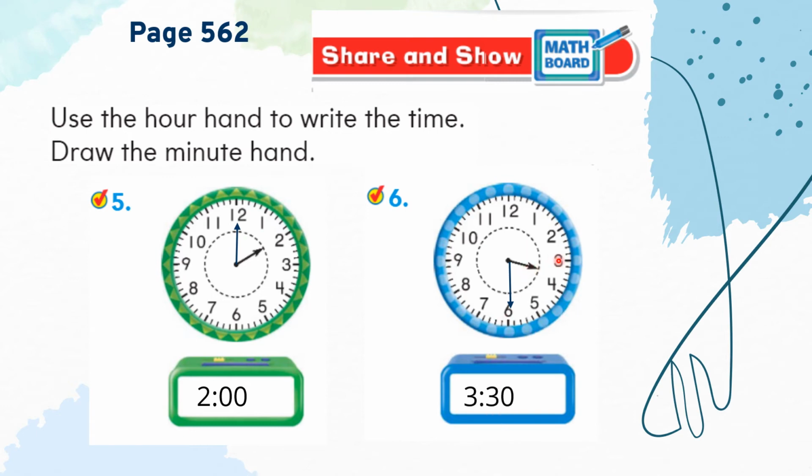3 because it has already been 3. It is not yet 4 o'clock. That's why we write 3, and we write 30 because 30 minutes have passed after 3 o'clock. So the time is 3:30.